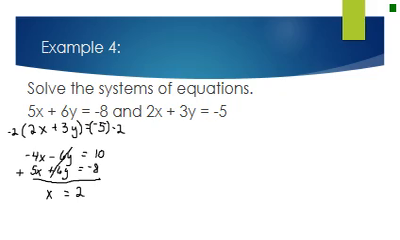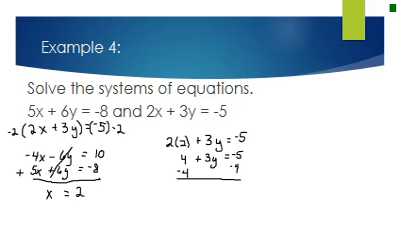Take one of the equations, it doesn't matter which one. I'm going to take the second one, so that's 2 times 2, because we know x is 2, plus 3y equals -5. So that gives us 4 plus 3y equals -5. Subtract 4 on both sides. And we've got 3y equals -9. Divide by 3. And y equals -3. So put it together, that gives us 2, -3.